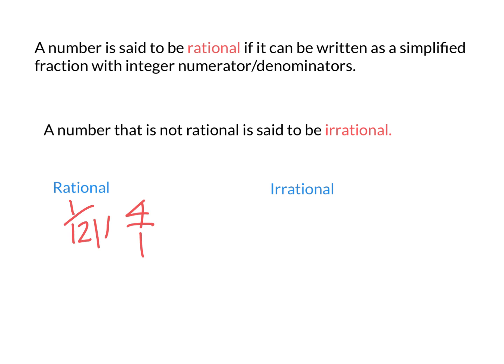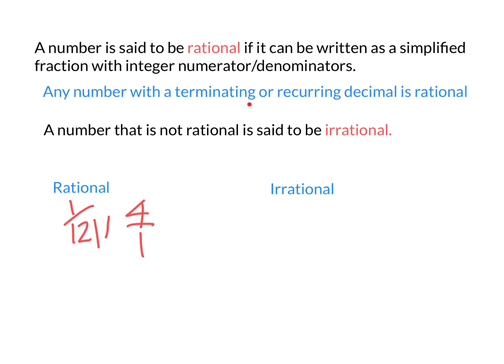So we saw previously that if you have a fraction, you either get a recurring decimal or a terminating decimal. So we can update our definition of rational numbers. Any number with a terminating or recurring decimal is rational. So for example, 0.416 recurring is rational. Why is that? Why are all terminating recurring decimals rational? Because you can write them as fractions. 0.416 recurring is actually just 5 over 12.